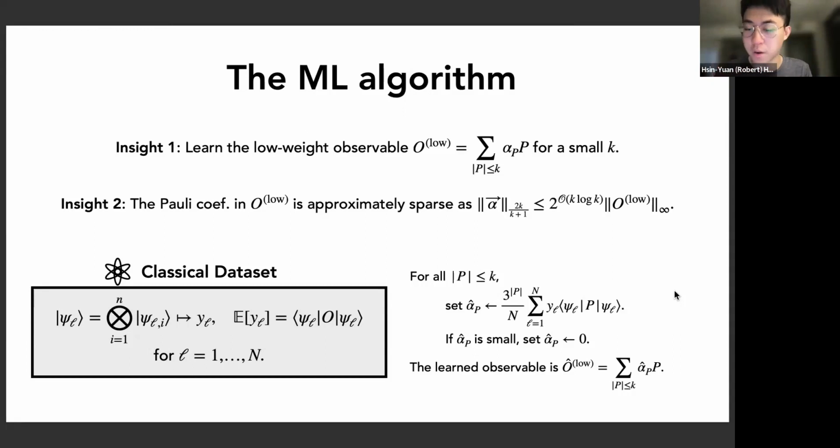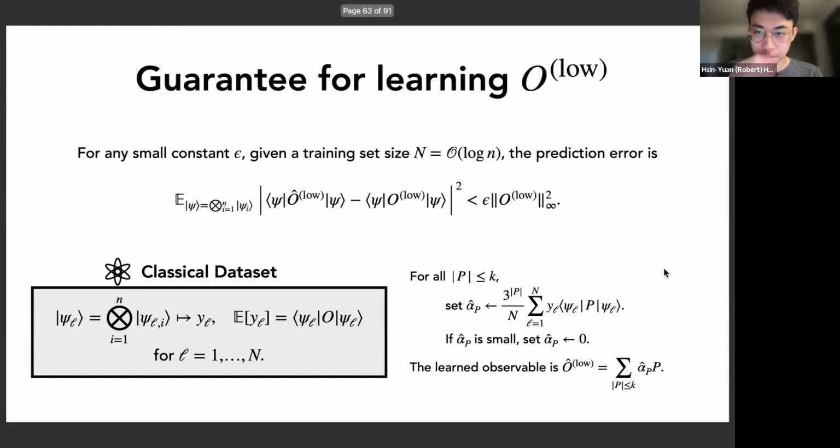The noise becomes much smaller. And now it will be much easier to learn what O low is, the low weight approximation to the unknown observable. So now, using all of these together, what we get is the following statement.